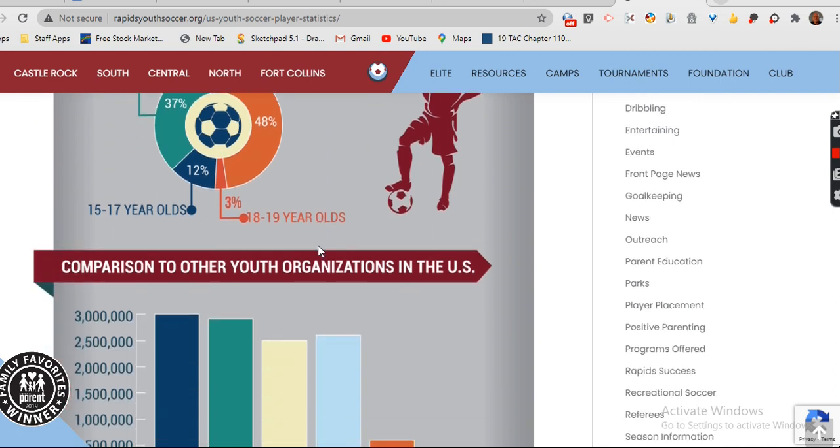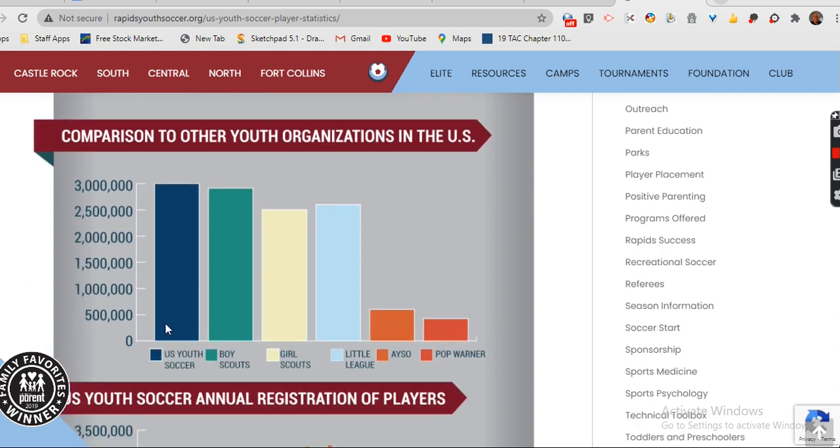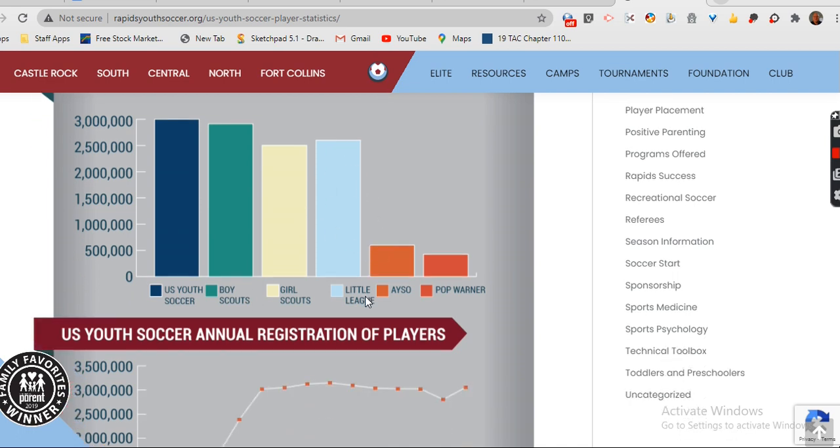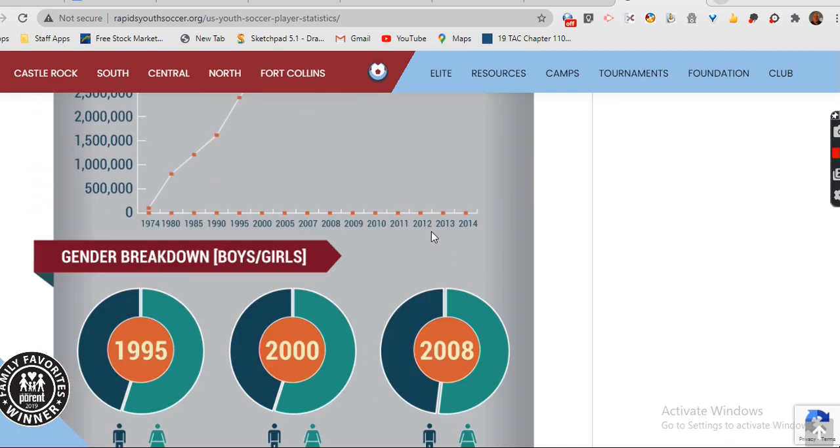Now, here's a little graph that says that soccer is larger than Boy Scouts, Girl Scouts, Little League Baseball, kind of a comparison of registration.